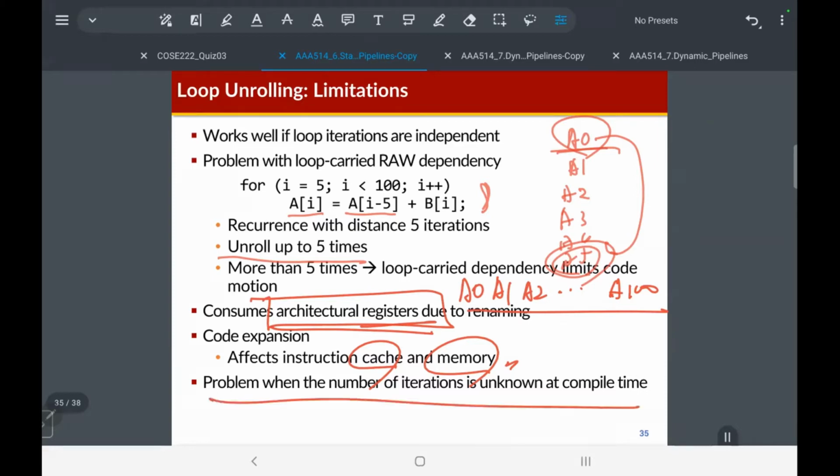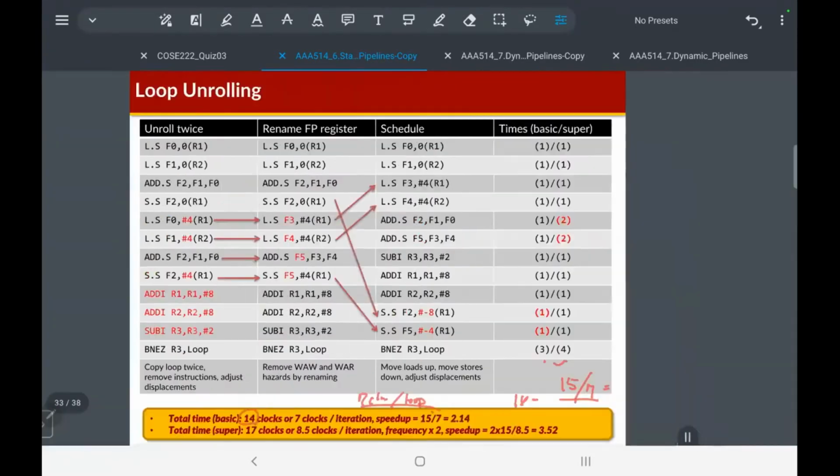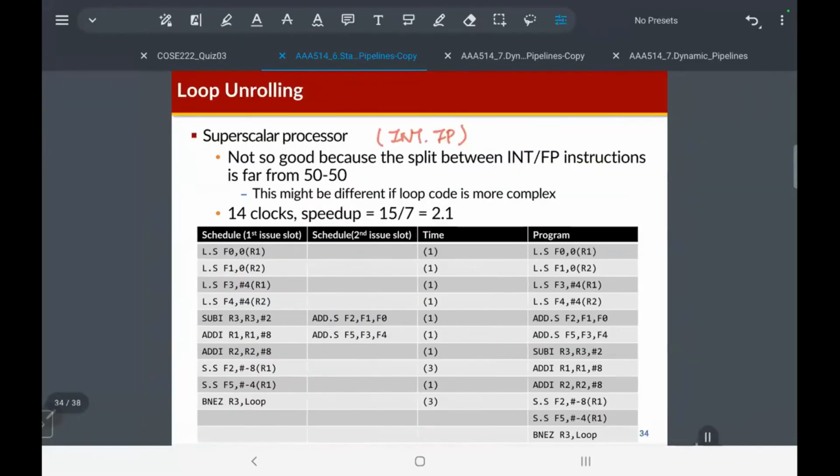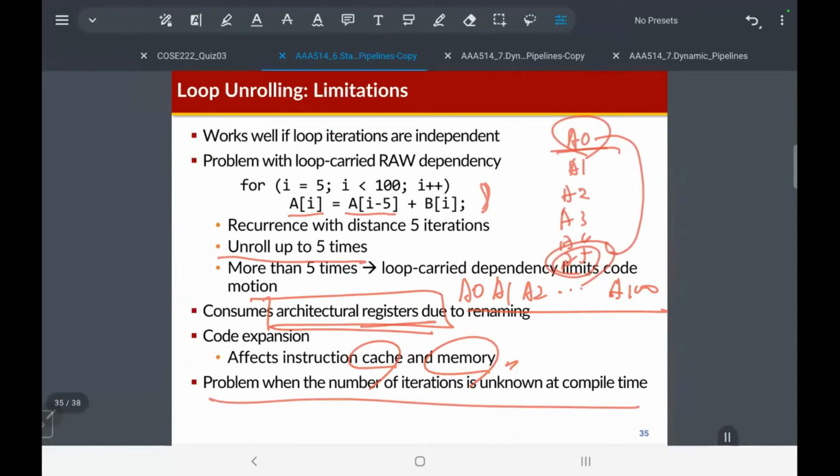Another problem is that we just showed a very simple case, in which the compiler can estimate the number of iterations in the loop. But if we use a while loop, the condition of the while loop is determined by the value of a variable, so it's very hard to estimate the number of iterations. So we can apply loop unrolling only for specific cases. Those are the limitations of loop unrolling.